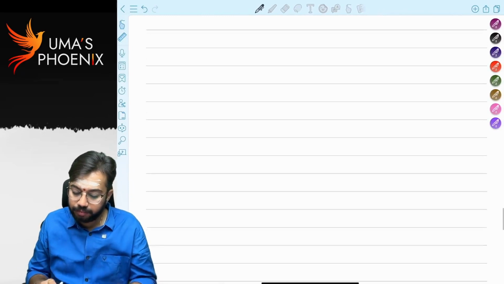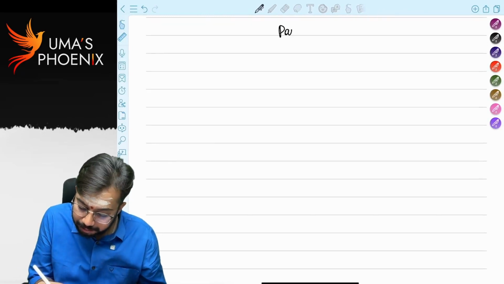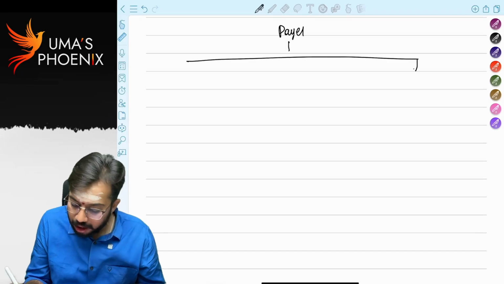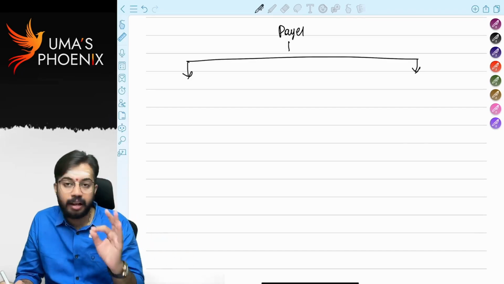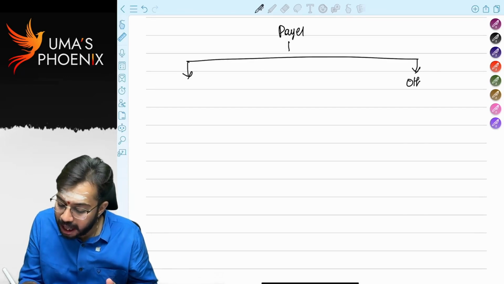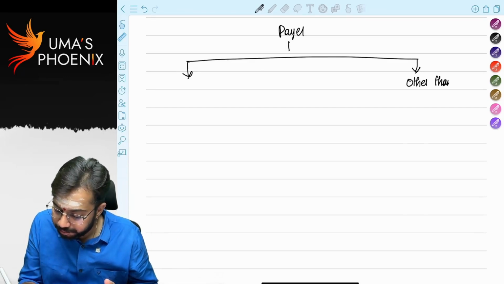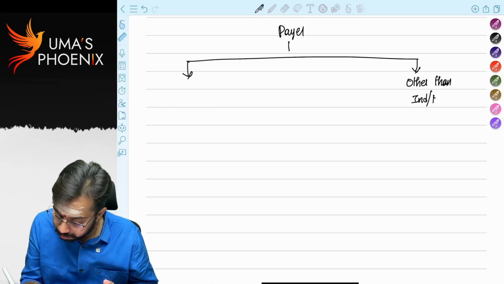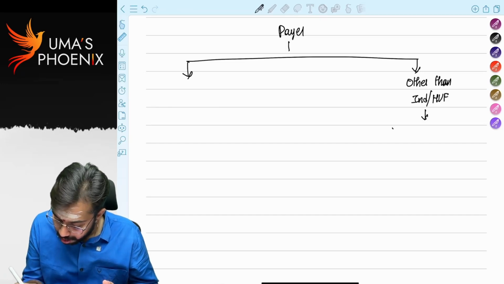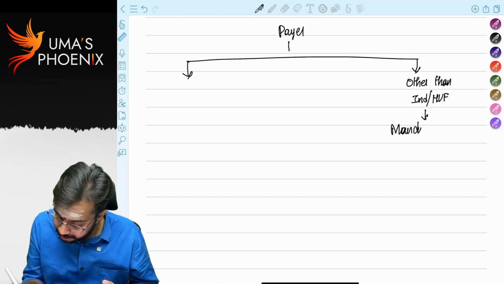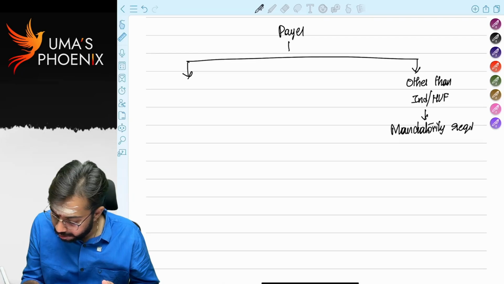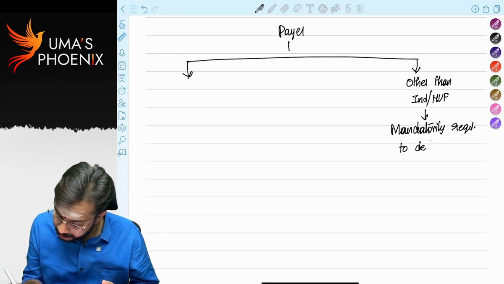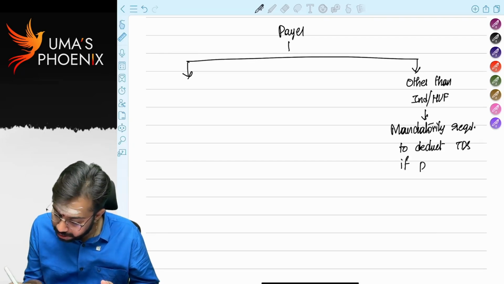See, if the payer is, listen carefully, it looks similar, but it is not similar. Listen carefully, you will understand. If the payer is other than an individual or HUF, they are mandatorily required to deduct TDS if payment crosses the threshold limit.